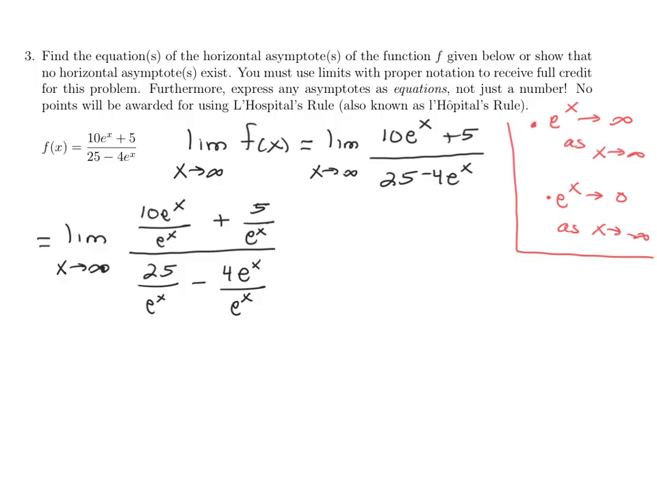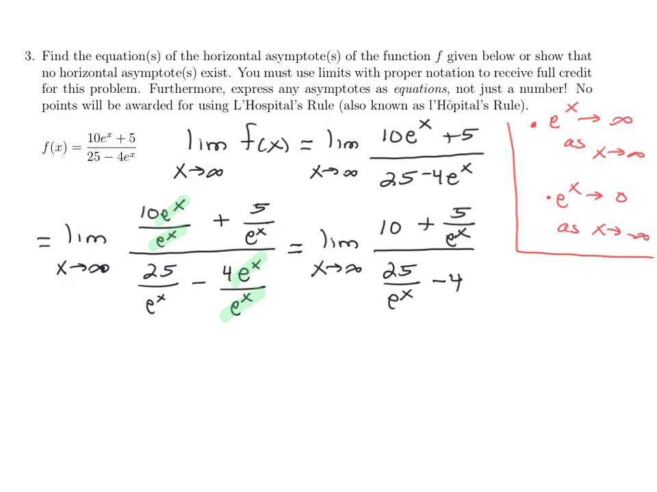If we simplify this, we can cancel those e to the x's and those, but we cannot cancel these e to the x's. So let's write down this expression in simplified form. Okay, so we get, well, that first fraction here is just 10. We are left over with 5 over e to the x. We're dividing by 25 divided by e to the x, and then minus 4.